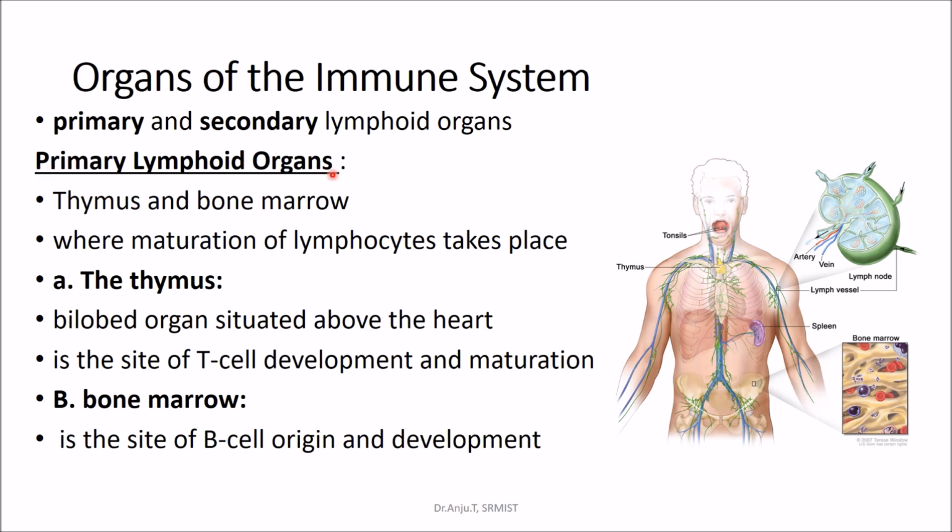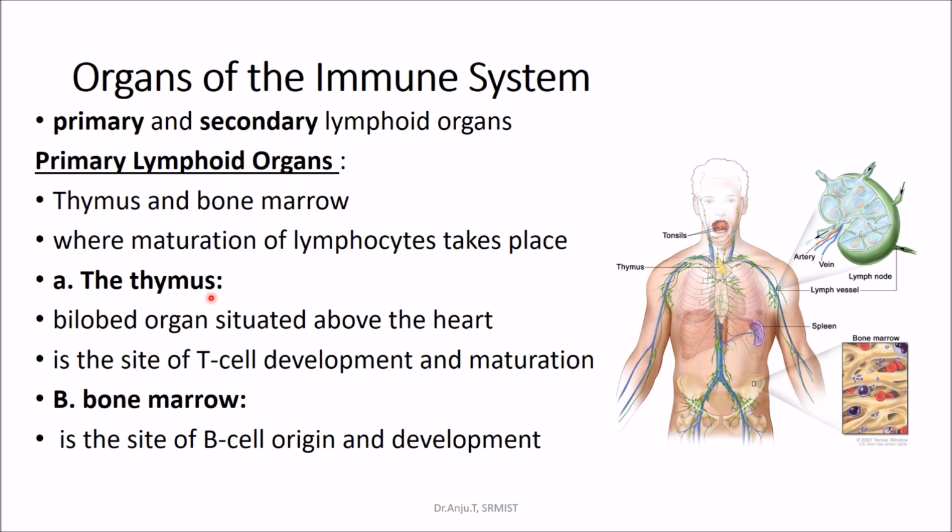What are the primary lymphoid organs? They are thymus and bone marrow. So thymus and bone marrow are the primary lymphoid organs where the maturation of lymphocytes, that is B cells and T lymphocytes, takes place.